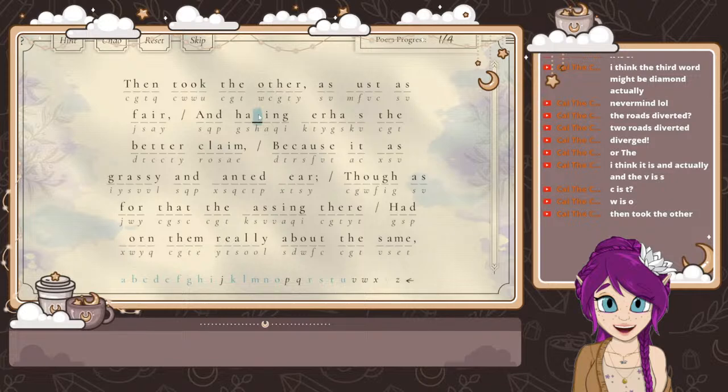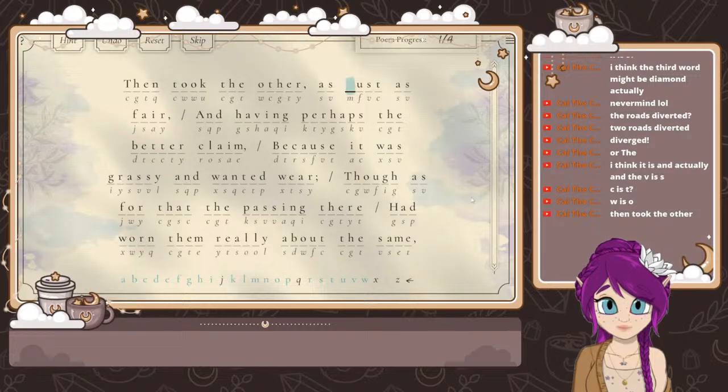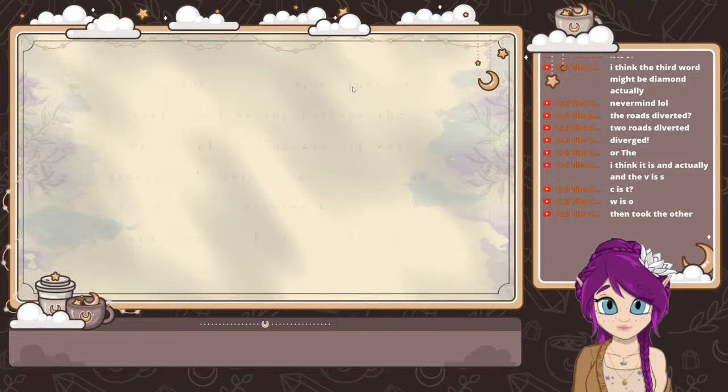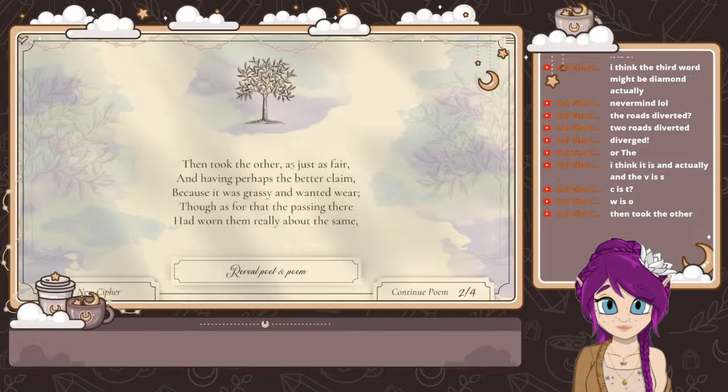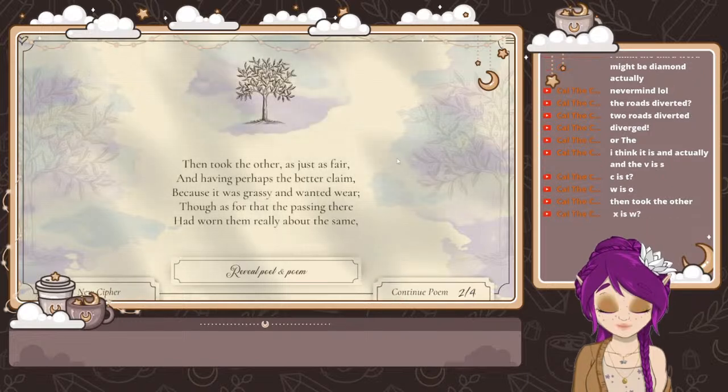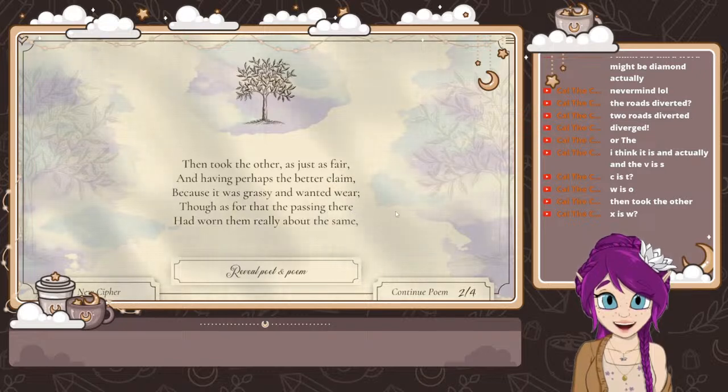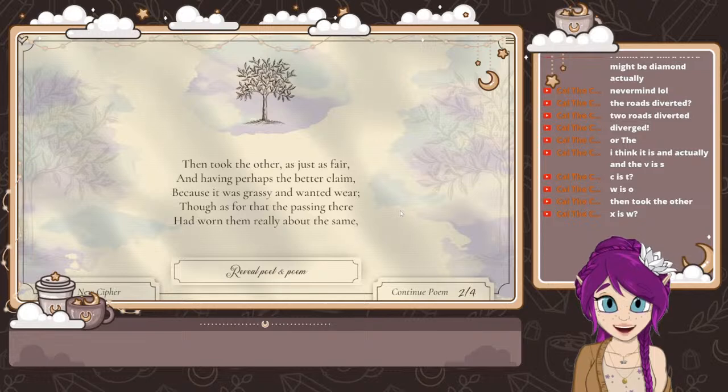Oh, that was an I. Okay. And having perhaps the better claim because it was grassy and wanted wear. Not glassy, it's grassy. Though, as for the passing there, had worn them really about the same. Just, here we go. Then took the other as just as fair, and having perhaps the better claim, because it was grassy and wanted wear, though as for the passing there, had worn them about the same.